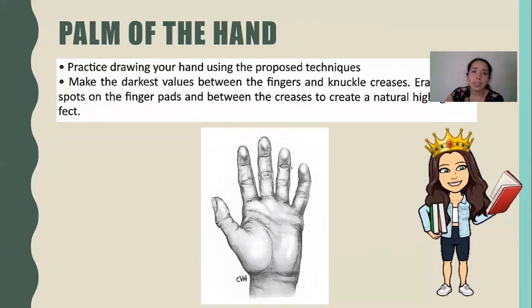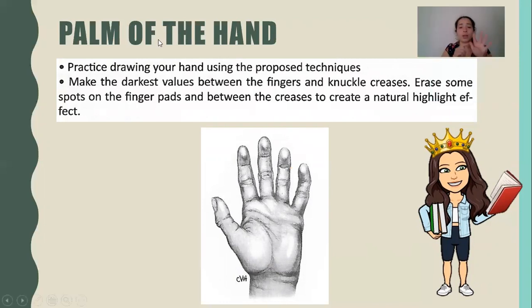So today we're going to practice. Last time we were doing palm trees. This time we're going to do the palm of the hand. We're going to practice drawing your hand using the proposed techniques. Make the darkest value between the fingers and knuckle creases. Between the fingers these are going to be dark, and the knuckle creases this way are going to be dark. We're also going to erase some spots on the finger pads and between the creases to create a natural highlight effect. Again, on this tool, that'll be very hard to do. Look at my hand and draw it.